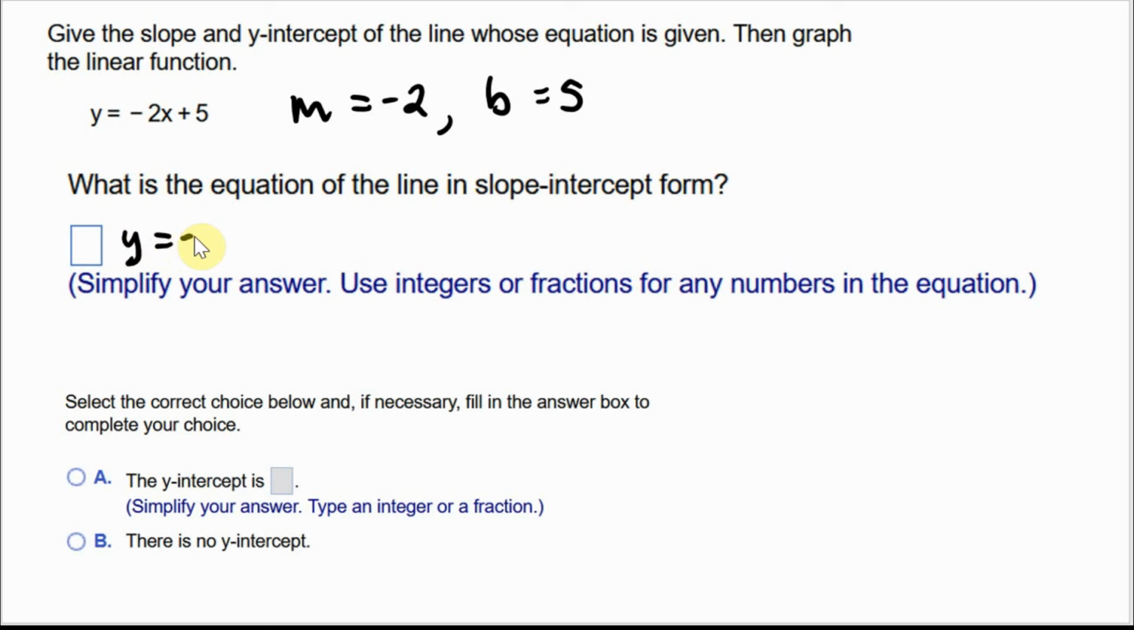Like, really? You give me that, and then you ask me that? So select the correct choice below. The y-intercept here is, you said 5. Good.